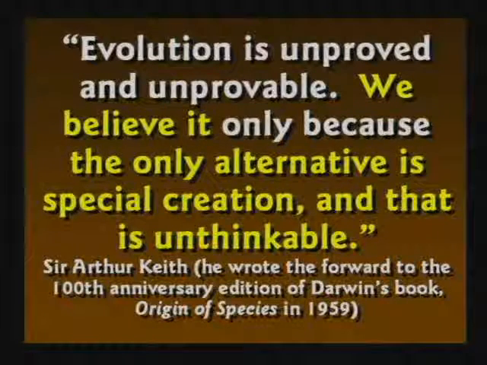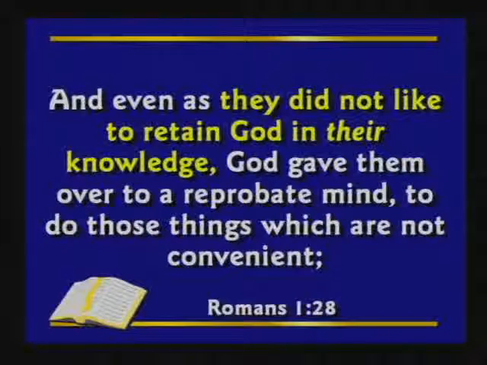Sir Arthur Keith, who wrote the foreword to Darwin's book when it was republished in 1959, Keith said, evolution is unproved and unprovable. We believe it because the only alternative is special creation, and that is unthinkable. Well, Arthur, why would it be unthinkable to think there might be a creator? Well, Romans chapter 1 gives us the whole story. If you read the whole chapter, it's pretty interesting. It says, even as they did not like to retain God in their knowledge, God gave them over to a reprobate mind to do those things which are not convenient. Romans 1 is a very interesting chapter, by the way.